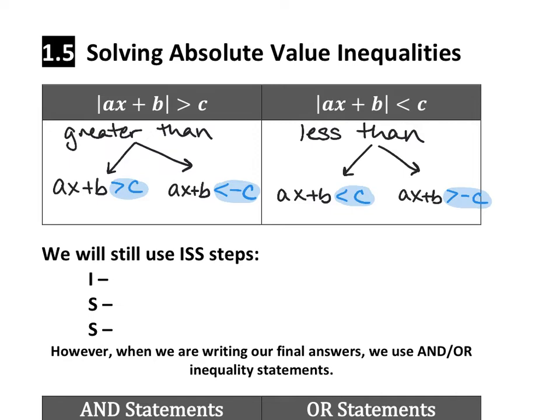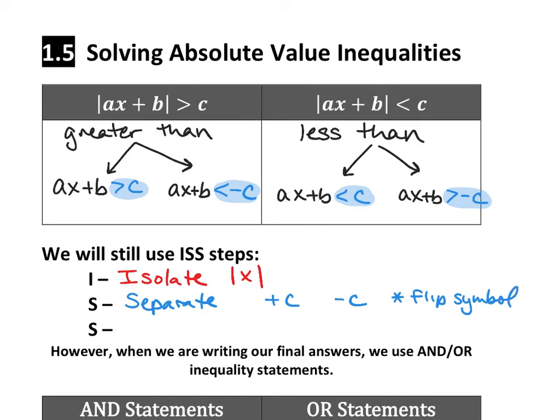What did the I stand for? Isolate. We wanted to isolate the absolute value bars so that they're all the way by themselves. That step, 100% the same. What did the first S stand for? Separate. And that's when we're going to separate it into the positive and negative versions, but we also flip that symbol whenever we separate it. So let's remind ourselves of that. We're going to separate it into positive c and negative c, but also remember to flip the symbol.